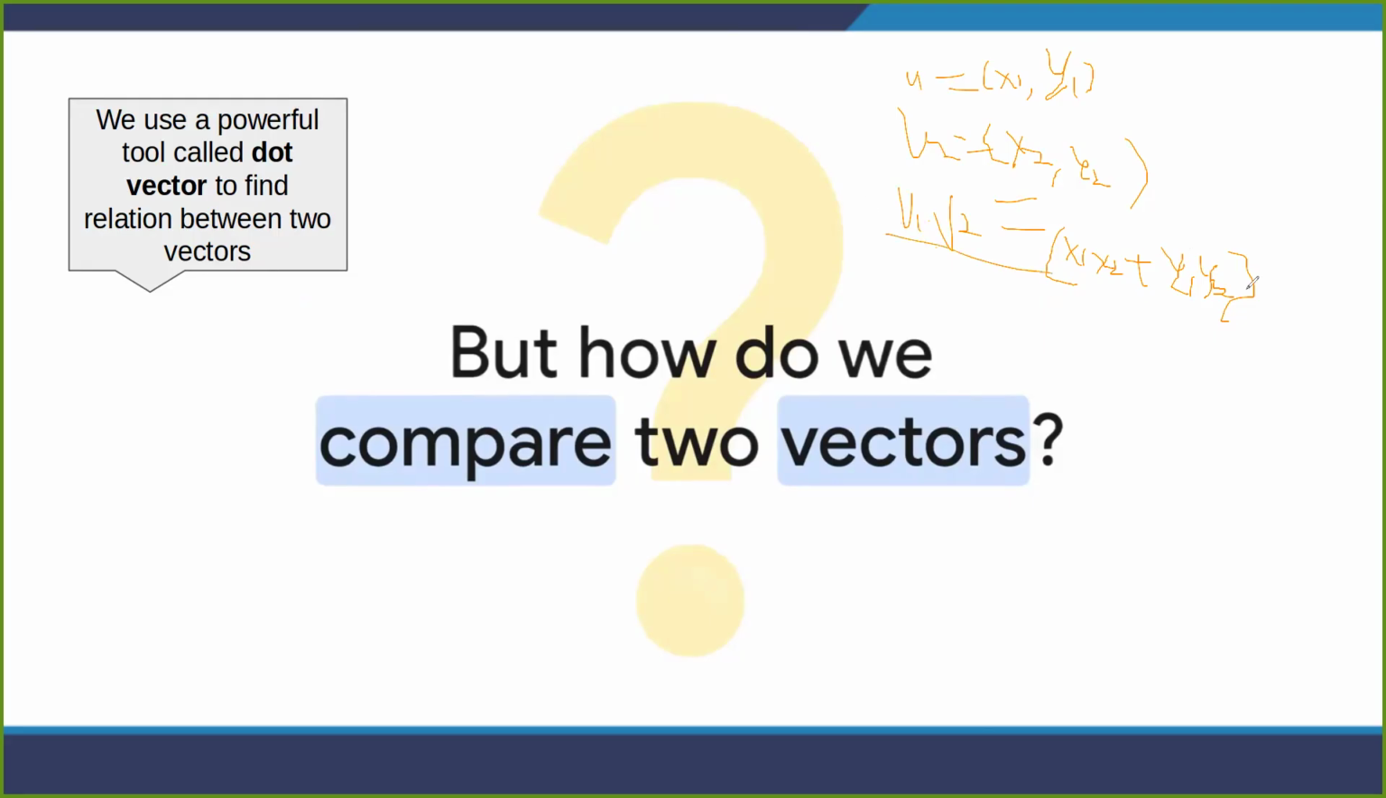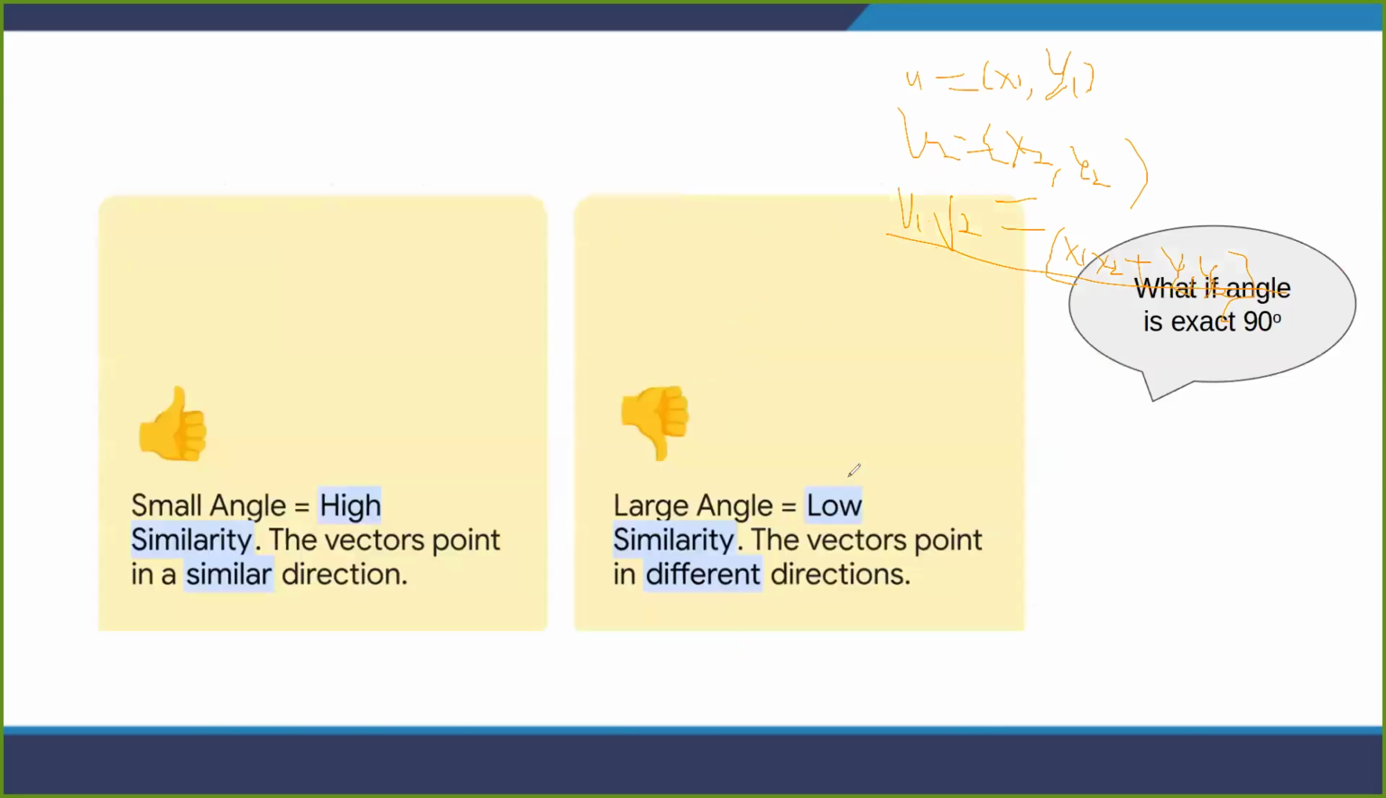So that is our dot product. What does this dot product tell us? It gives us some scalar value, right? So let's see, if I have this, I get some value from this.